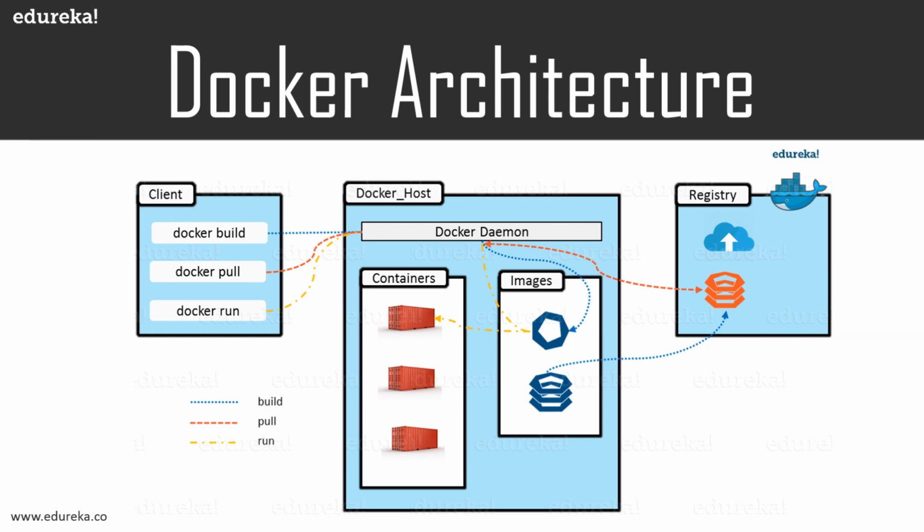The second component is the Docker host. The Docker host provides a complete environment to execute and run applications. It comprises the Docker daemons, images, containers, networks, and storage. As previously mentioned, the daemon is responsible for all container related actions and receives the commands via the command line interface or the REST API. It can also communicate with other daemons to manage its services.